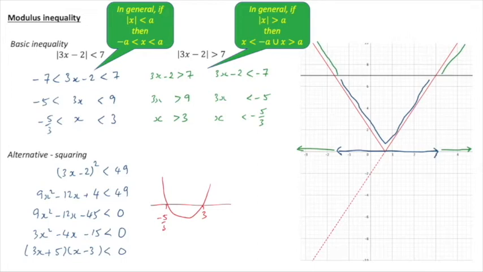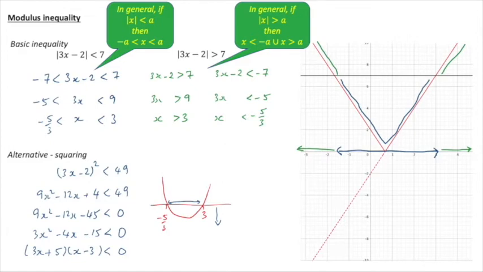We know it's a positive quadratic. We've got a positive 3x squared there. So that means it's a cup rather than a cap, or a U shape rather than an N shape. And so the graph looks like that. And from there, for the less than 0, we just have to look below the line, and that tells us that we have the values between minus 5 over 3 and 3.